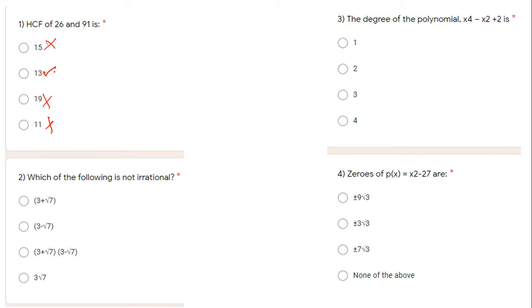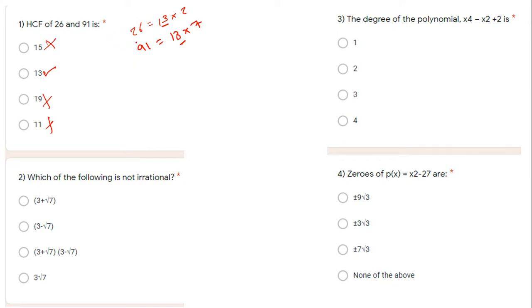So this is how you can solve it. Otherwise, you people do 26 equals 13 times 2 and 91 equals 13 times 7, and 13 is your answer. This is the traditional method, but just from seeing you can also say which one is your answer. It is not required to do all these things.